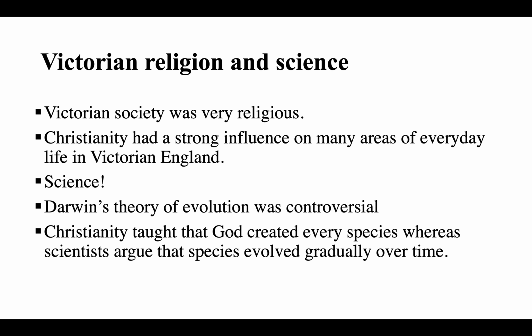And to end, Victorian religion and science, because this is obviously very important, because we know Dr. Jekyll's science experiment involves Hyde. So Victorian society, as I said, was very religious. Christianity had a strong influence on many areas of everyday life in Victorian London. Darwin's theory of evolution was controversial. Christianity taught that God created every species, whereas scientists argue that species evolved gradually over time.